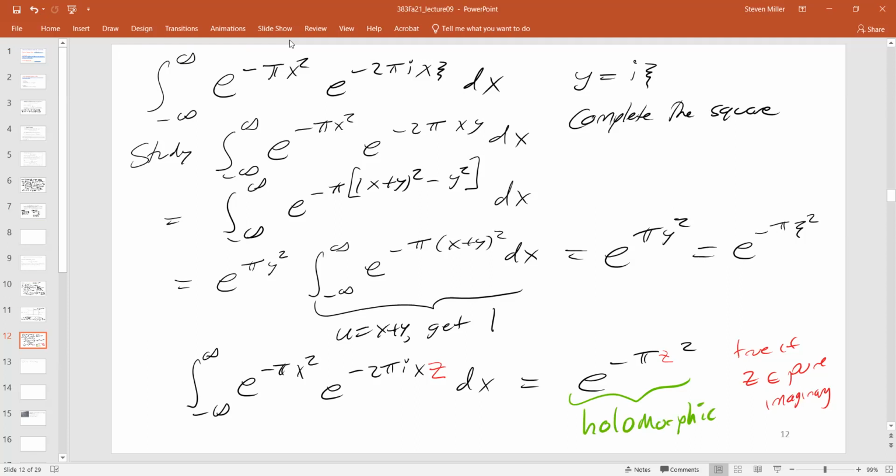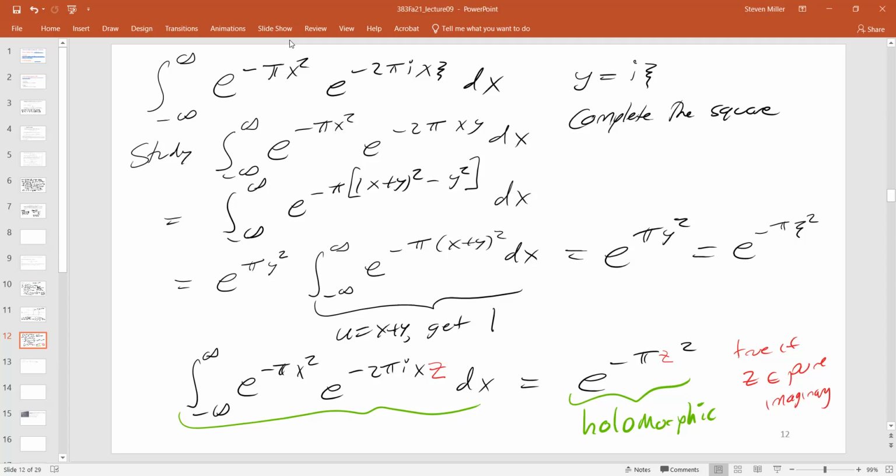What do you think is true about the function on the left as a function of z? What kind of function is this? It's entire. Also holomorphic. So how would you prove that this is holomorphic? You could replace your z with z plus h, subtract, divide by h, take the limit.